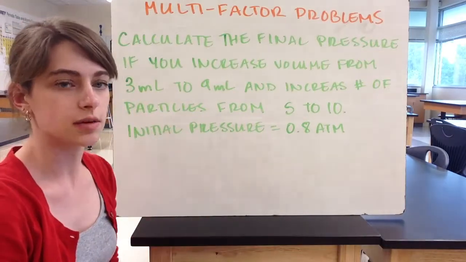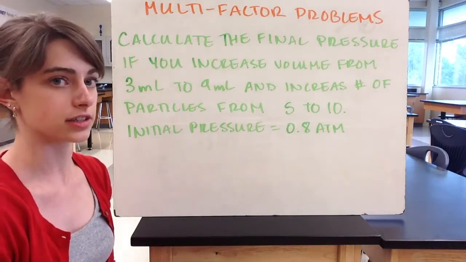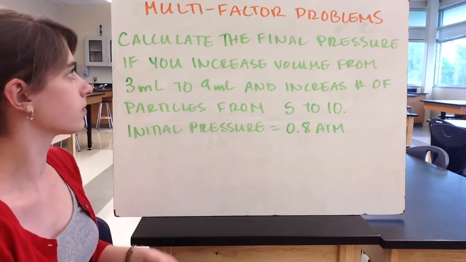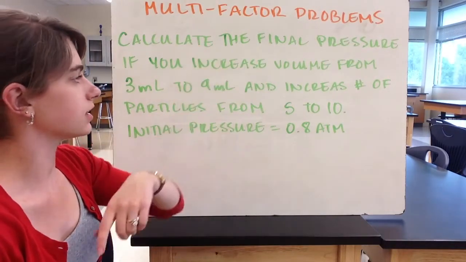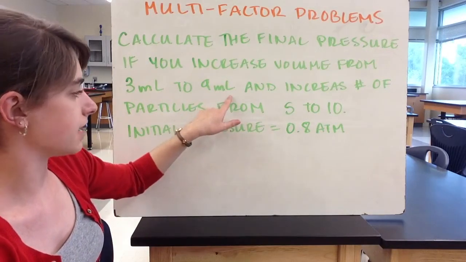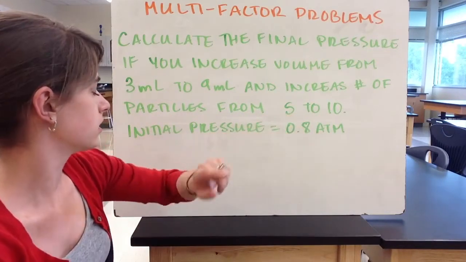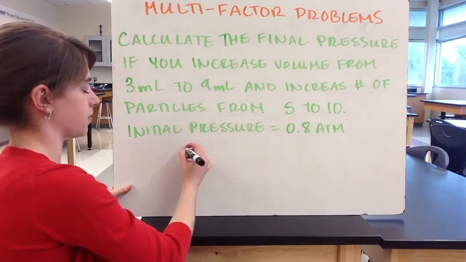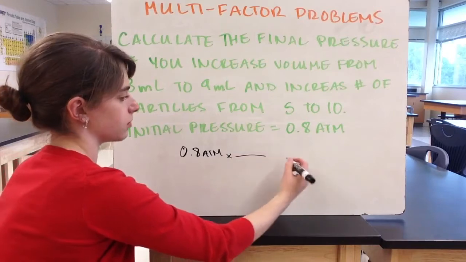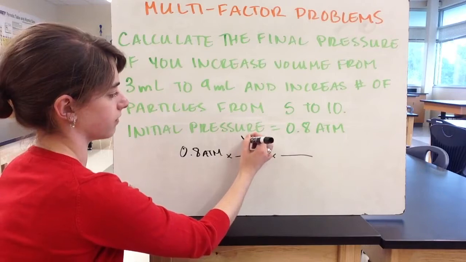Oftentimes, you won't see a problem, or especially in a real-life application, where you only have one factor that's changing. You're probably changing multiple things. So let's look at a multi-factor problem. The question asks to calculate the final pressure if you increase the volume from 3 milliliters to 9 milliliters and increase the number of particles from 5 to 10. So our initial pressure is 0.8 atmospheres. We're going to multiply it by 2 factors. The first one, we're going to look at volume.